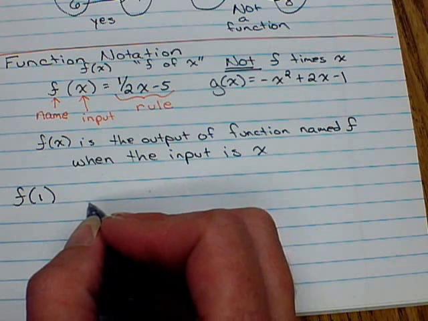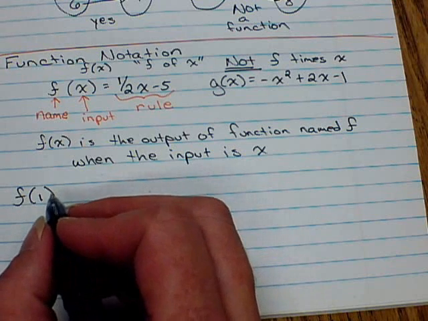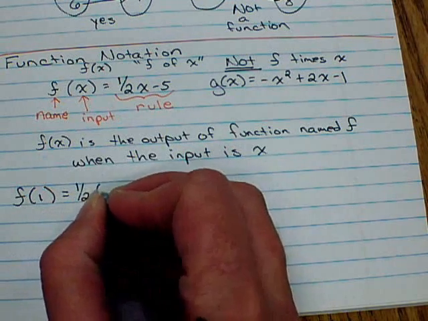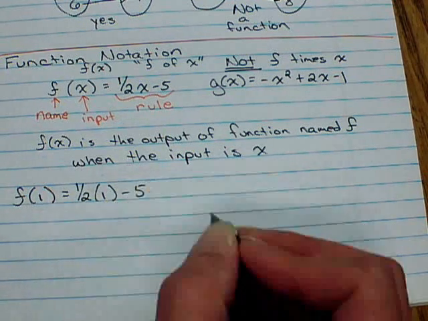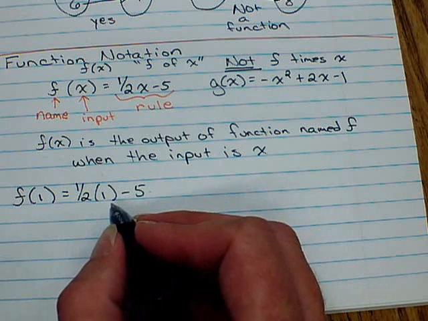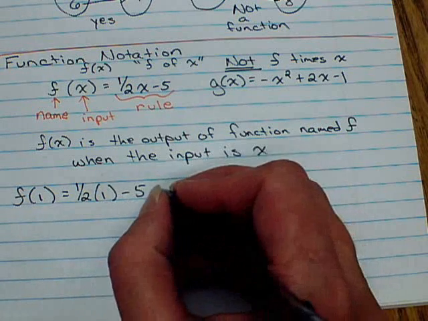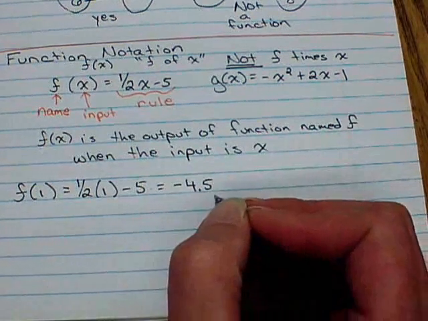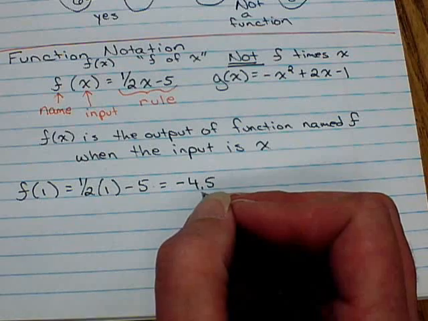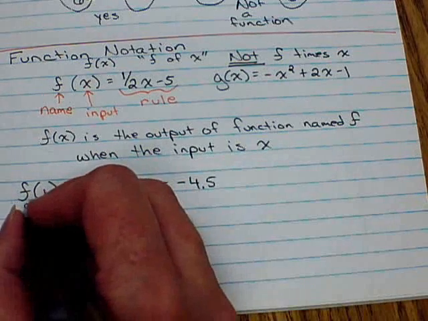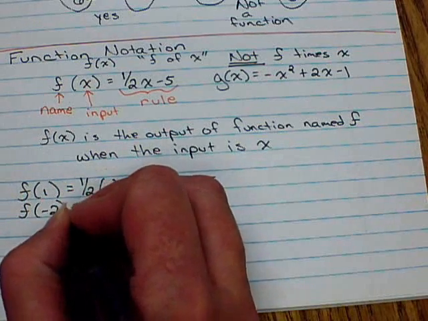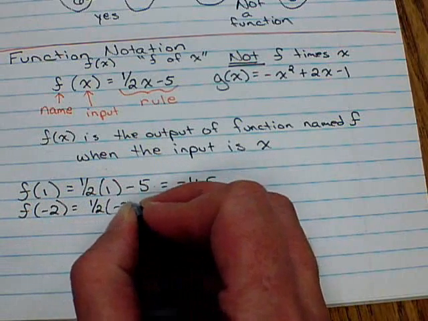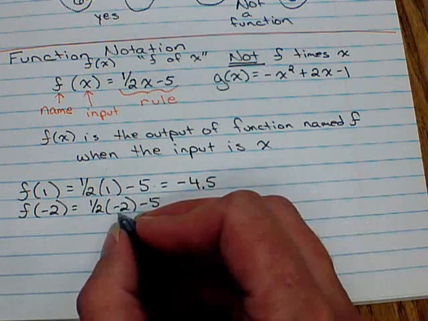You would literally plug it into your rule. 1/2 of that input and then minus 5. That'd be 1/2 times 1 is 1/2. Minus 5 is going to give me negative 4.5. You actually came out with a number because it gave you a specific input value. Let's try f of negative 2. It's 1/2 of negative 2 minus 5. Going to give me negative 1 minus 5 will give me negative 6.